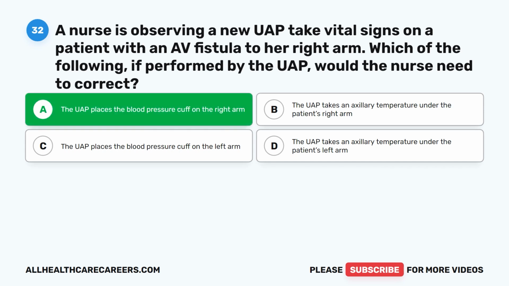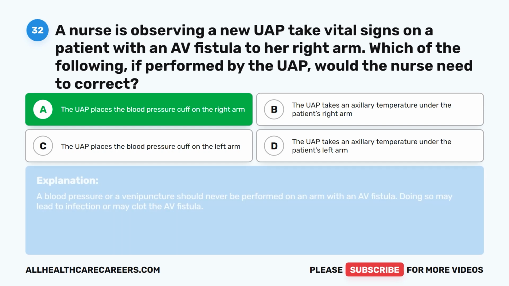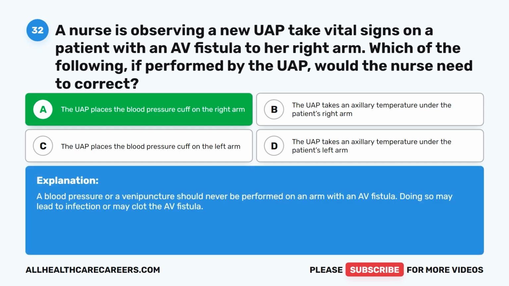The UAP places the blood pressure cuff on the right arm. A blood pressure or a venipuncture should never be performed on an arm with an AV fistula. Doing so may lead to infection or may clot the AV fistula.